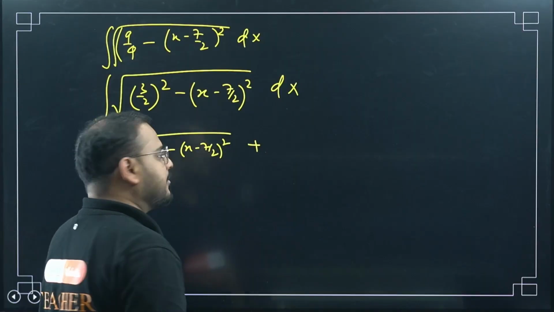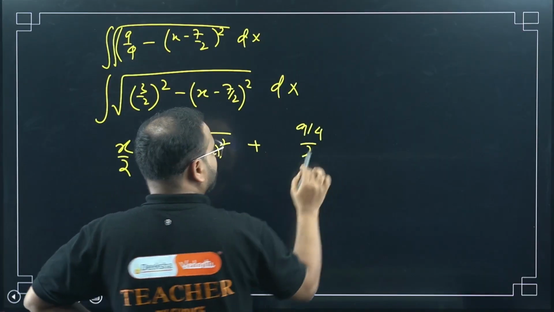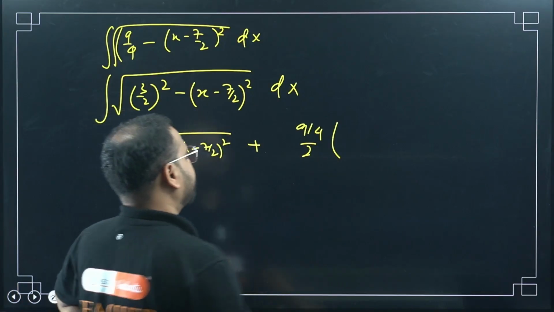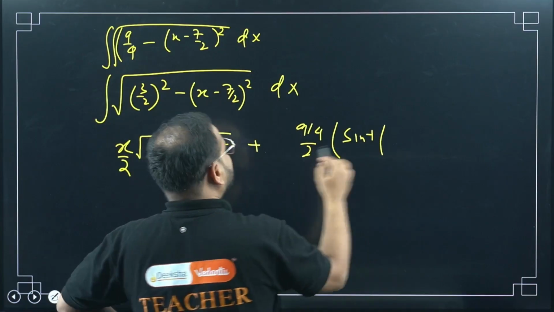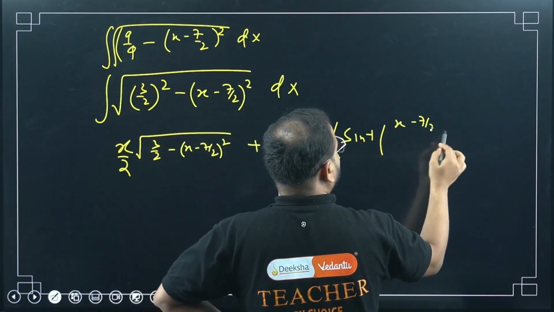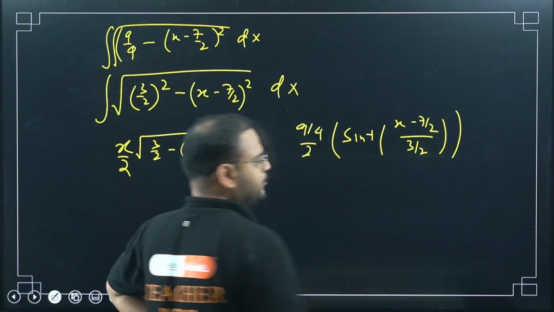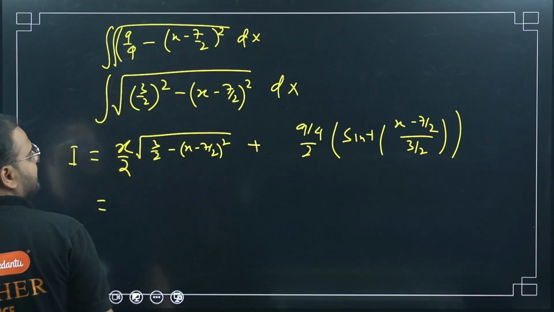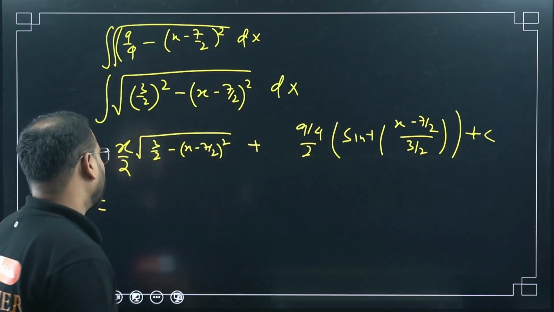And then plus a square by 2. What is a square? So 9 by 4 by 2, times sine inverse of x by a. What is x? x is x minus 7 by 2, by a. A is 3 by 2. Have a look. Let me simplify this. This is my integration I, final answer, and plus c will come, obviously.